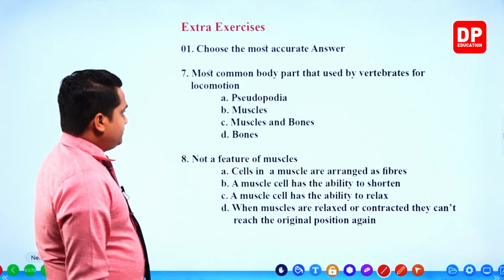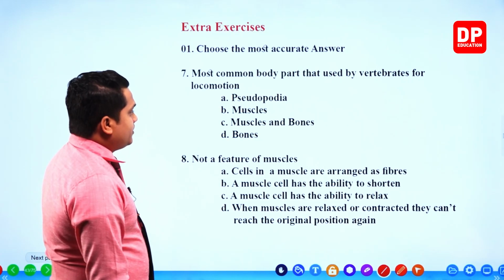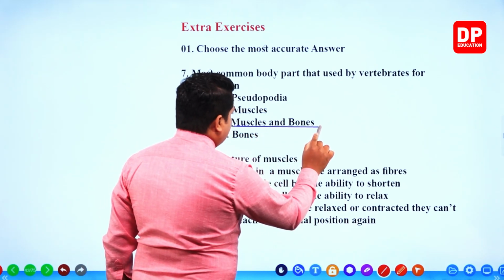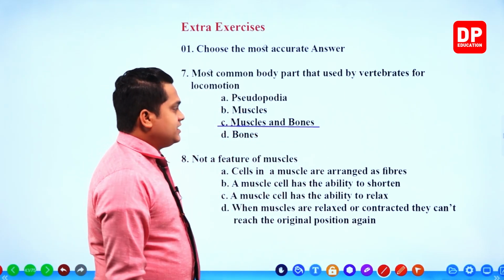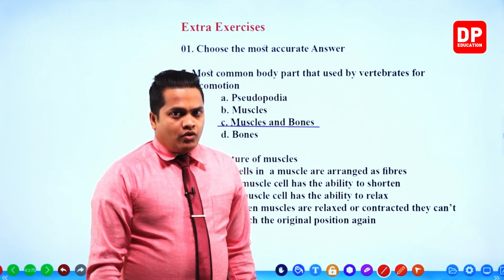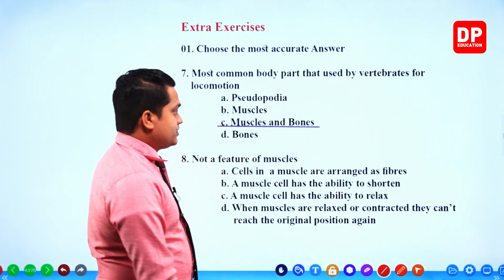Then the next one. Most common body part used by vertebrates for locomotion. So we know that, and it is very simple. Vertebrates always use muscles and bones for locomotion, my dear children. Both muscles and bones are utilized for the locomotion of organisms, especially chordates or else vertebrates, muscles and bones.